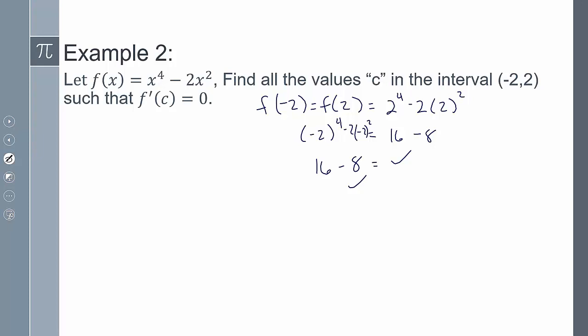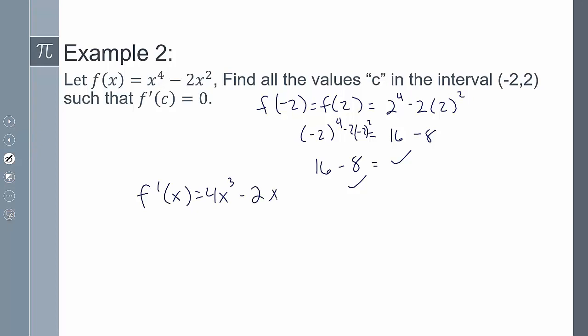Now, Rolle's theorem says there's at least one value in between. There could be more. I don't know. So there is a chance that I could get more when we go through and do this. All right, so now I need to find the derivative. So 4x cubed minus 2x.